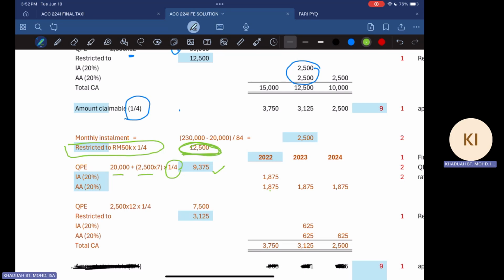Is that clear? In the second year, similarly, 2,500 times by 12 months, but times by 1/4. So you have actually apportioned the amount based on the qualifying. So 7,005, but you can only claim 3,125. Why? Because first year you have claimed 9,375, but maximum that you can claim is only 12,500. So the balance here is only 3,125. So based on 3,125, you claim 20% IA and AA in 2023 and claim another 20% AA in 2024.